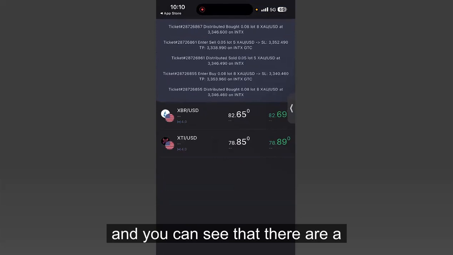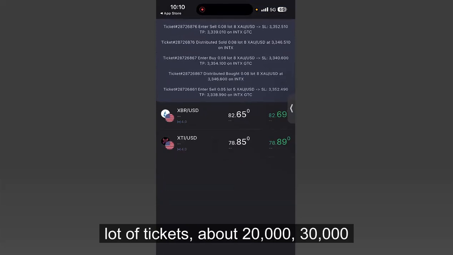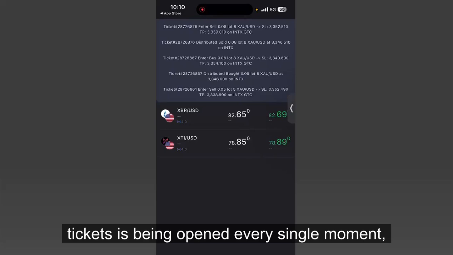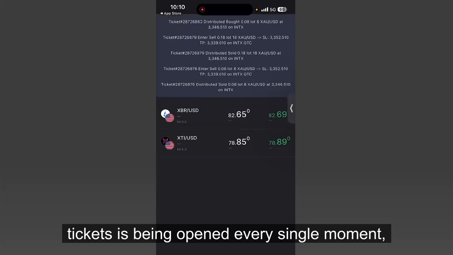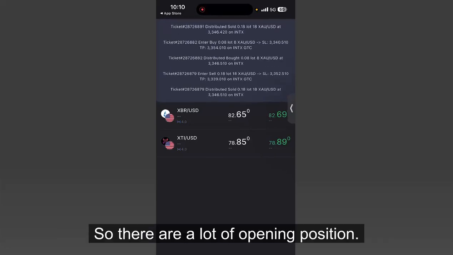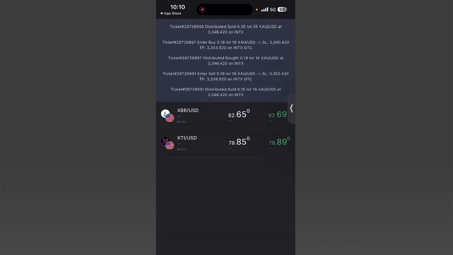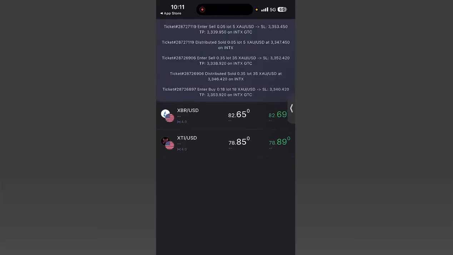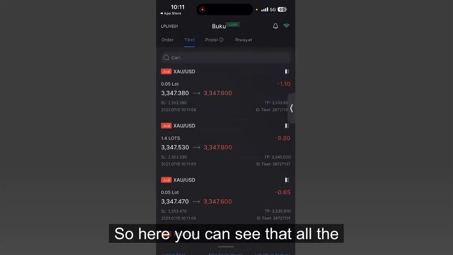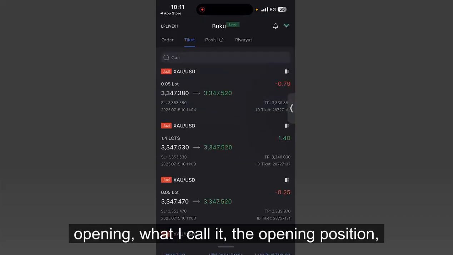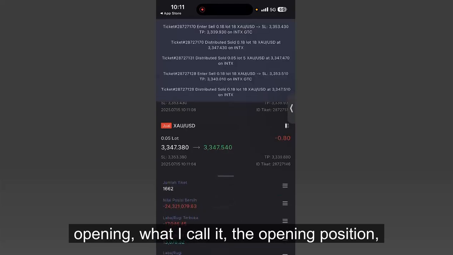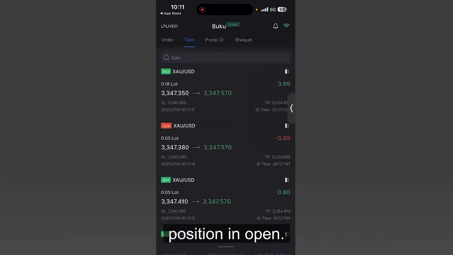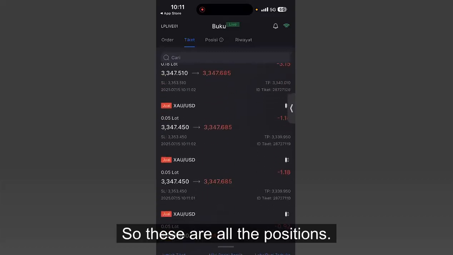And you can see that there are a lot of tickets, about 20,000, 30,000 tickets being opened every single moment, every day. So there are a lot of opening positions. Where are they? Let me show you guys. Go below. Below is books. So here you can see all the opening positions, positions in open. These are all the positions.